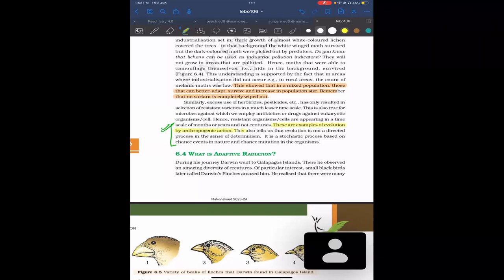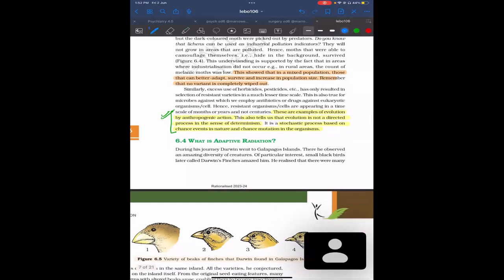This also tells us that the evolution is not a directed process in the sense of determination. कुछ sense of determination नहीं है, जो environment में changes आते हैं उसके accordingly evolution process होता है. So therefore it is called a stochastic process based on the chances, events in the nature and the chance mutation in the organism. इसका मतलब क्या हुआ? काफी लोग इसका मतलब नहीं समझ पाते. So इसको एक बार समझते हैं.